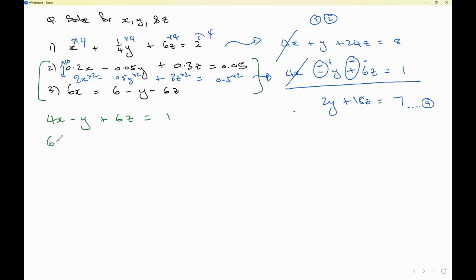So this would be 6x plus y plus 6z equals 6. Now in order, I can eliminate, but I want to eliminate the same variable, x. At the moment, they don't have the same coefficients, which means that I have to multiply both of them by the same number to get them into two new equations. So I'd multiply this by, let's say, 6 all the way across. And I multiply this one by.